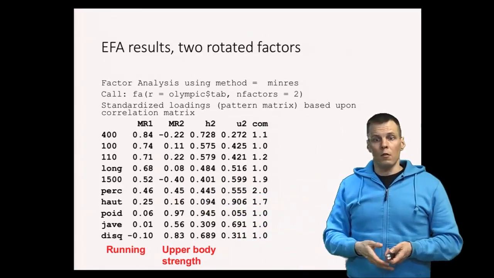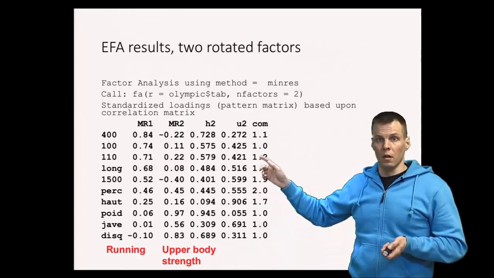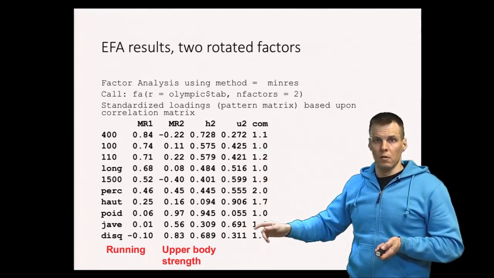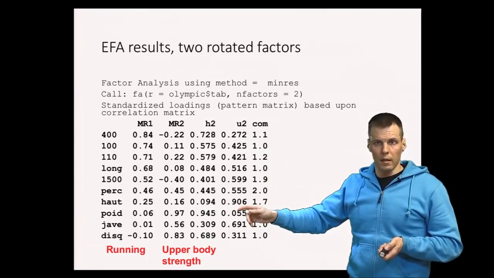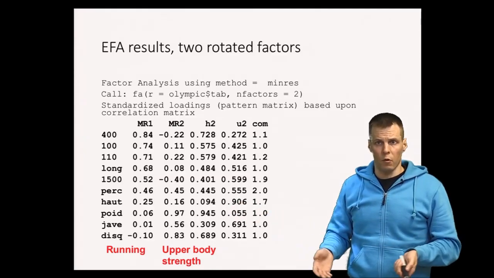So that was a 2-factor solution. We can of course get more than 2 factors. So there's quite a lot of unexplained variation here. So high jump, 90% variation is unexplained by these 2 factors. So we can try extracting more factors.